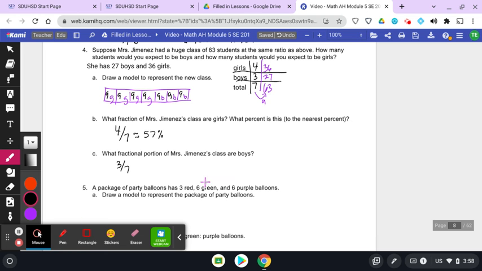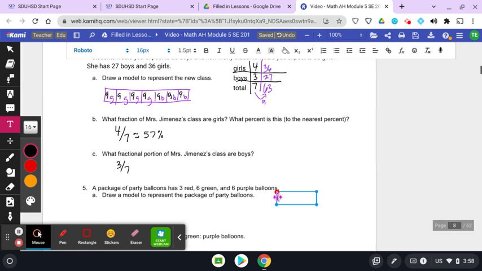Now we have more than just 2 things going on. We got 3 things, no big deal. Just more stuff that you have to keep track of. A package of party balloons has red, green, and purple balloons. Okay, red, green, purple.